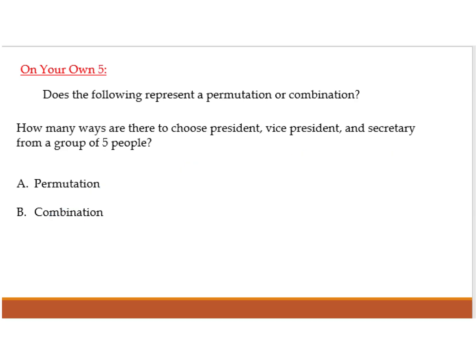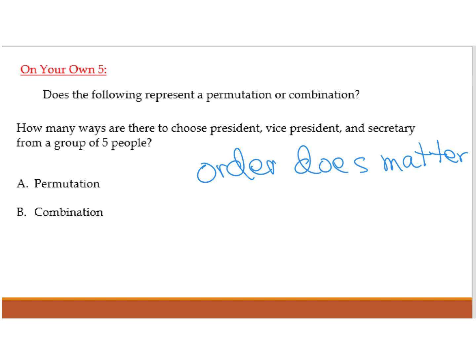Okay, this example asks, does the following represent a permutation or combination? How many ways are there to choose a president, a vice president, and a secretary from a group of 5 people? Because we are getting a person for a specific office, order does matter. I'm picking a person for president, a person for vice president, and a person for secretary. So the order does matter, therefore it would be a permutation.